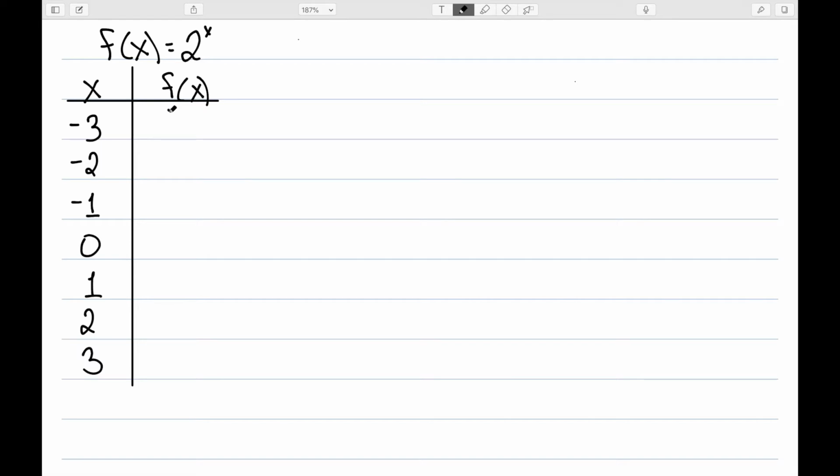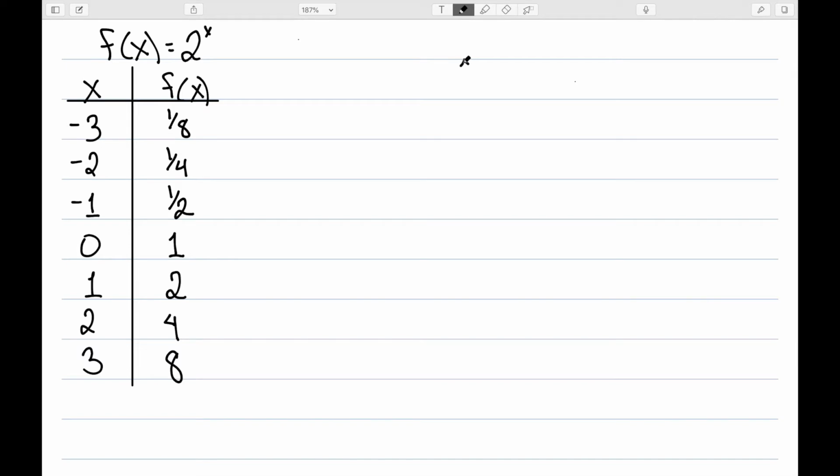2 to the -3 is 1/8. 2 to the -2 is 1/4. 2 to the -1 is 1/2. 2 to the 0 is 1. 2 to the 1 is 2. 2 squared is 4. And 2 cubed is 8.